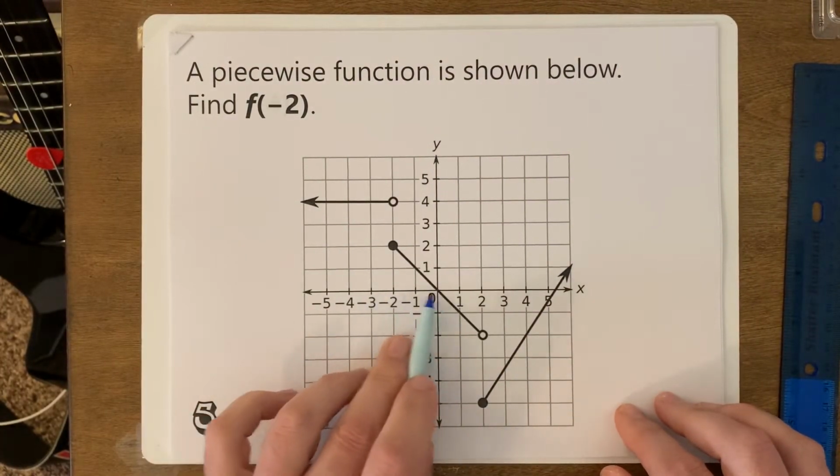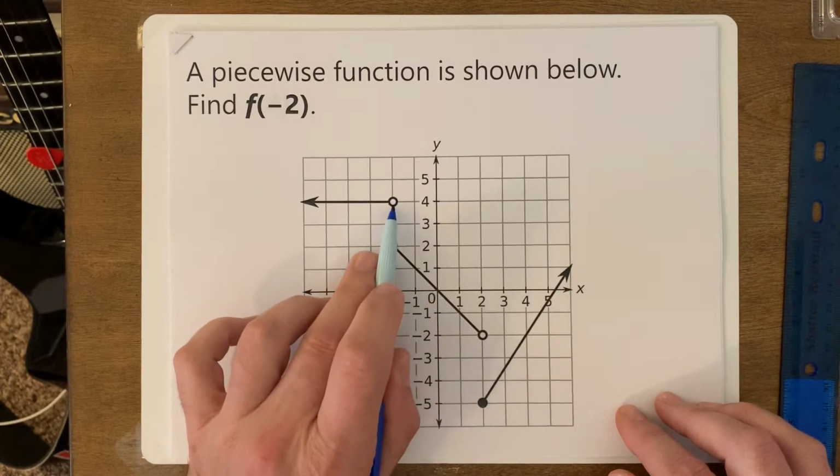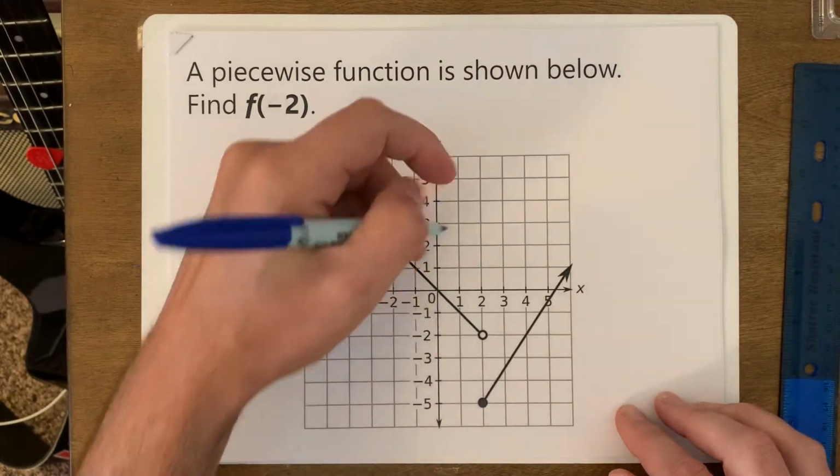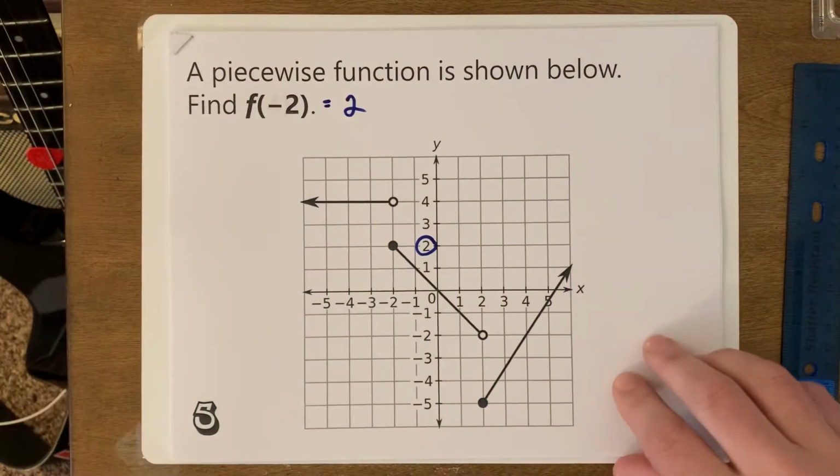-2. All right, so again, at -2, we go up. Okay, there's your closed circle. Don't go here. Closed circle is 2. That's the y value. And f of -2 is +2.